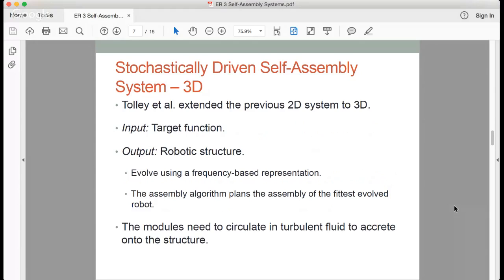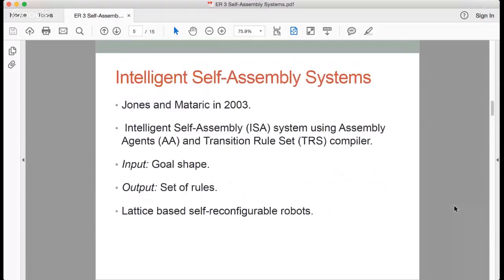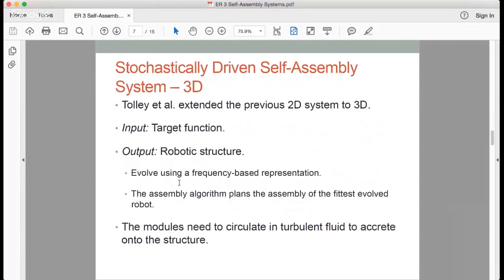This is a little bit different than our first covered system, which is the intelligent self-assembly system, which took a goal shape as an input and gave as an output a set of rules. Let me go to this slide. As you can see here, the input is a goal shape and the output is a set of rules. However, in this system, the input is a target function and the output is a robotic structure.